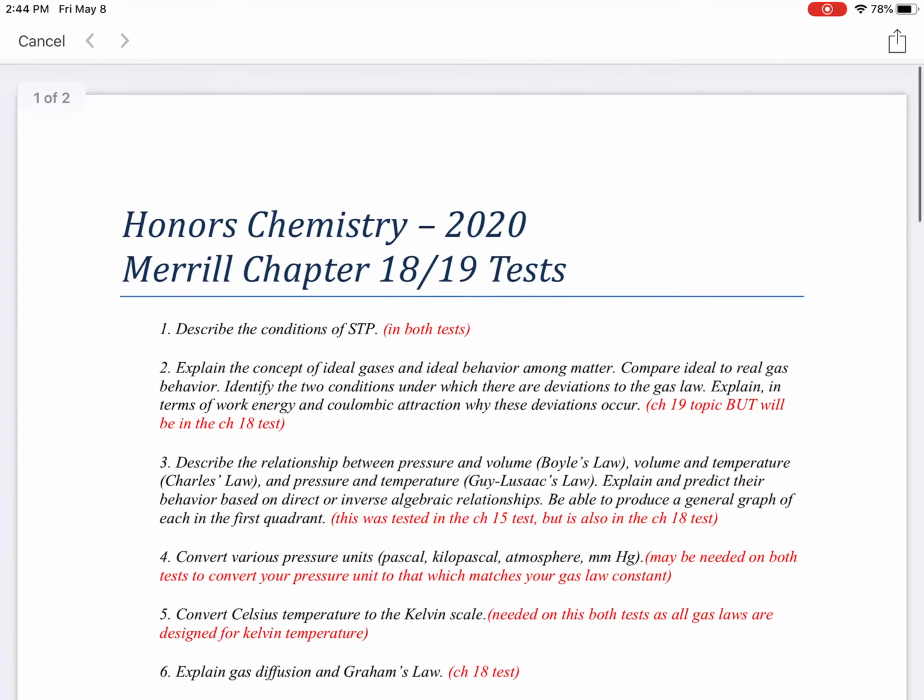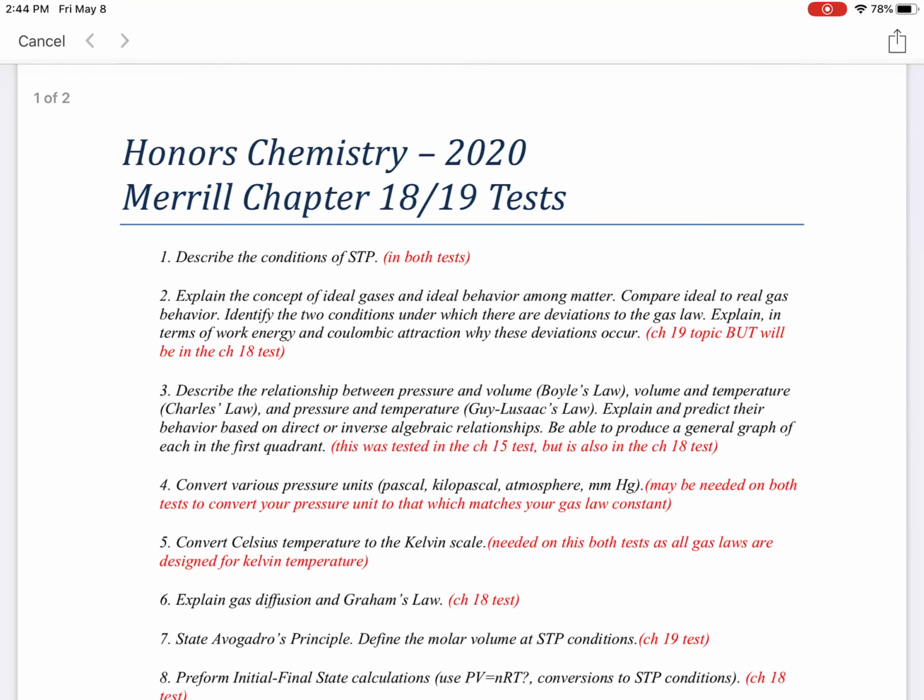All right, let's take a look at what we need to do for the test. So here's the thing I posted. It's pretty self-explanatory. I just want to make sure that we're on the same page with this. As far as STP conditions, chapter 18 and 19, we're doing 18. But you have to know STP because they're just going to use the term and they think you know what the values are. So know what it is and also know what the actual values are: the temperature is 273 K and the pressure is 1 atmosphere.